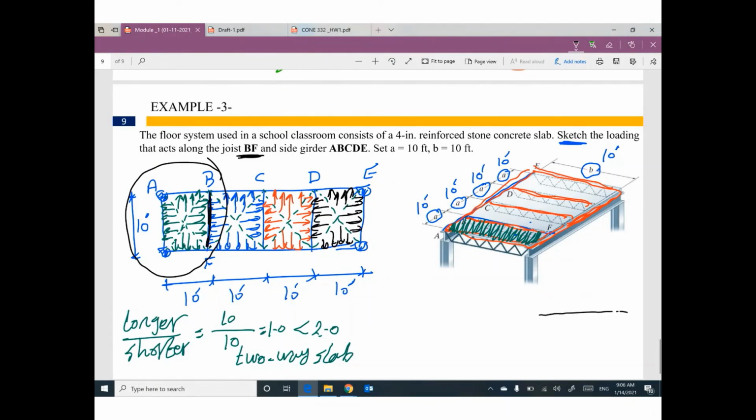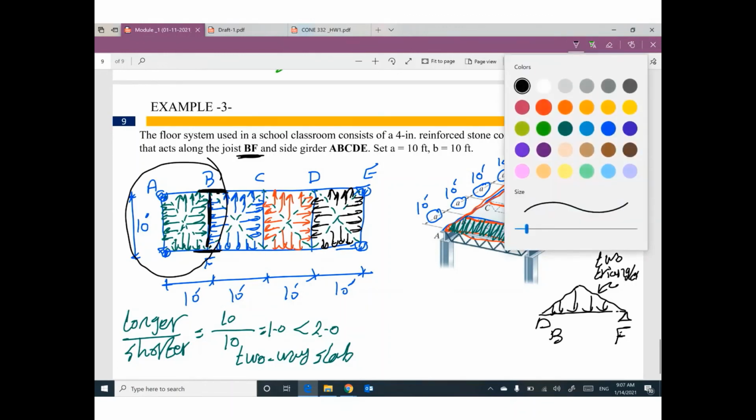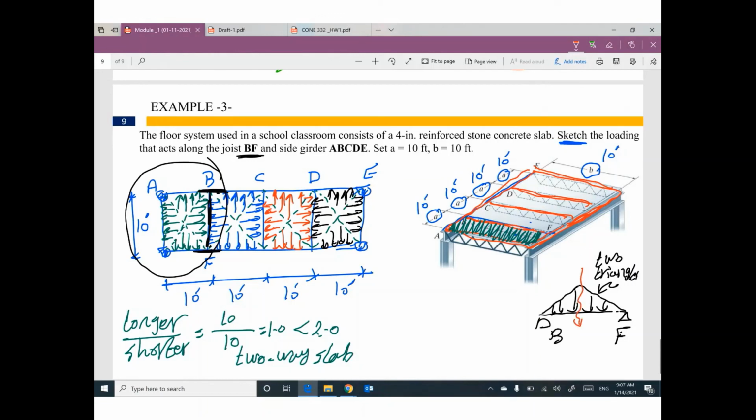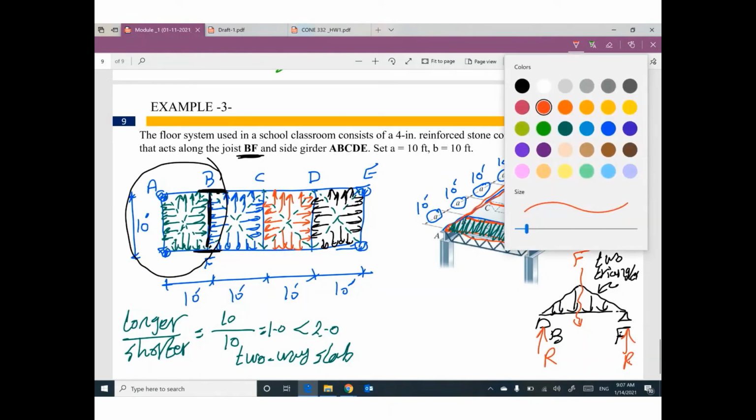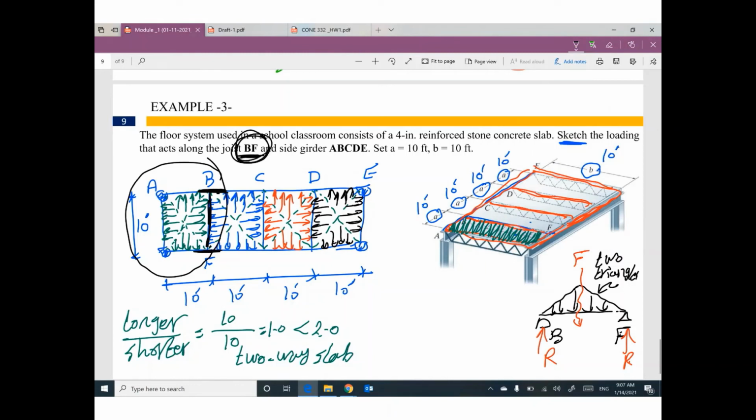What do you have for beam BF? Beam BF is supported by this main girder and this main girder. That's fine. And this secondary beam is supporting two triangles. These triangles will give you a force. This force will give you a reaction. That makes sense. If you have a force, you have a reaction. Okay. I am done with joist BF.